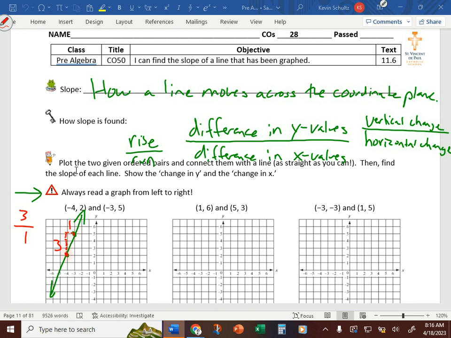That describes how the line moves, which means if we wanted to go further, we could go up another 3 over another 1, and we land right back on the line again. Right? (1, 6) and (5, 3). Let's take a look at that one. (1, 6) is right here. Oh, no. There's (1, 6). (5, 3) is over here. Making our line.